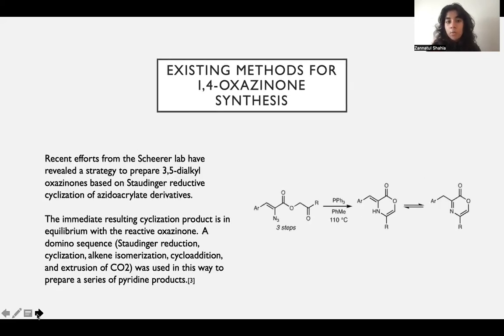Another method for 1,4-oxazenone synthesis has been done by the Scheerer lab, where azodiacrylate derivatives, so the molecule on the left side, undergo a Staudinger reduction using triphenylphosphine to give us the oxazenone. This then tautomerizes, as shown with the equilibrium arrows, to afford the oxazenone that can undergo a cycloaddition/cycloreversion with an alkyne to afford a pyridine. This method, while it works, again only offers one R group.